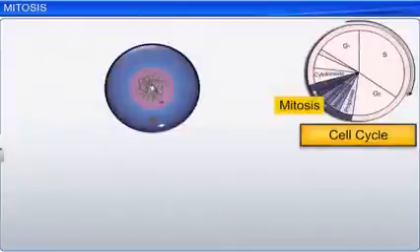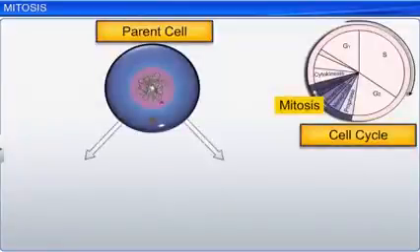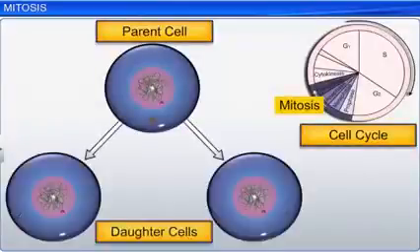During mitosis, the parent cell divides into two daughter cells, which are not only identical to each other, but also to the parent cell. Mitosis is also known as equational division, as both the parent and the daughter cells have the same number of chromosomes.